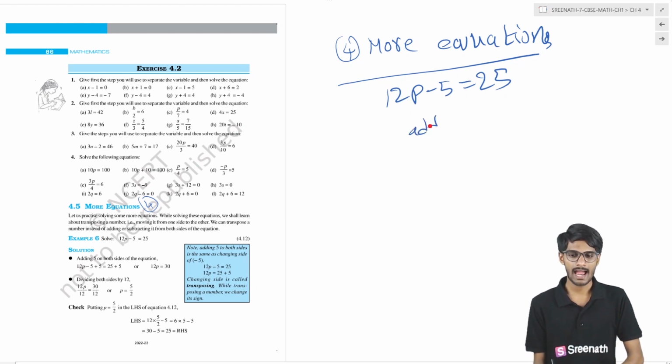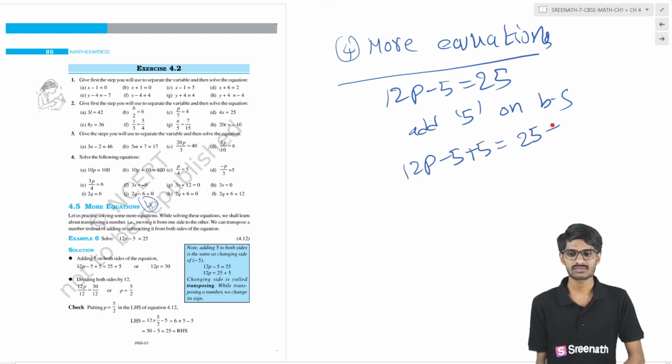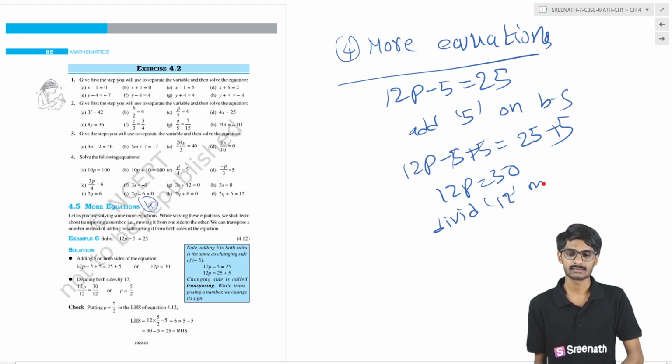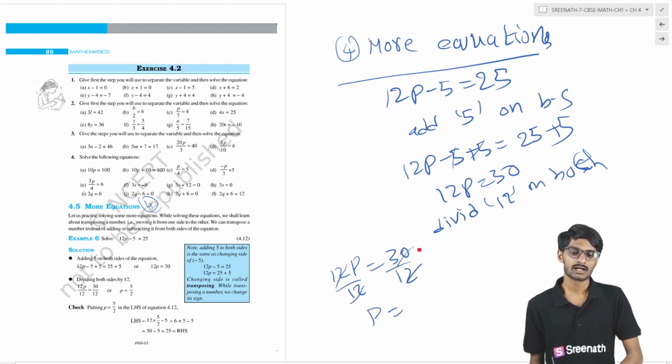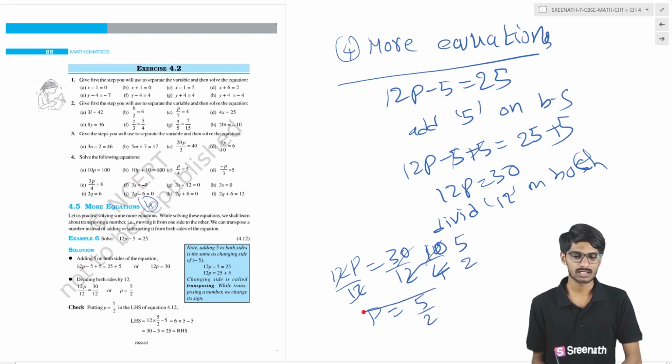So what do we have to do? Add 5 on both sides. Then 12p minus 5 plus 5 is equal to 25 plus 5. So this will cancel out. 12p is equal to 30. Now divide by 12 on both sides. P is equal to 30 by 12. Here also 12 by 12 will cancel. Then cancelling common factors, finally the value is p equal to 5 by 2.